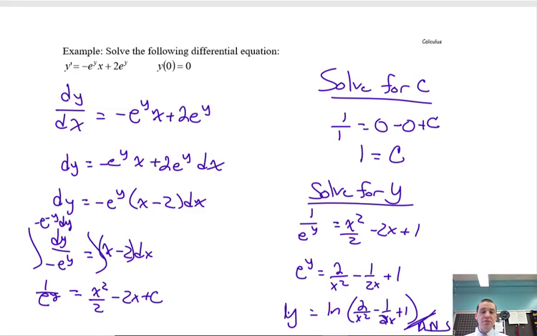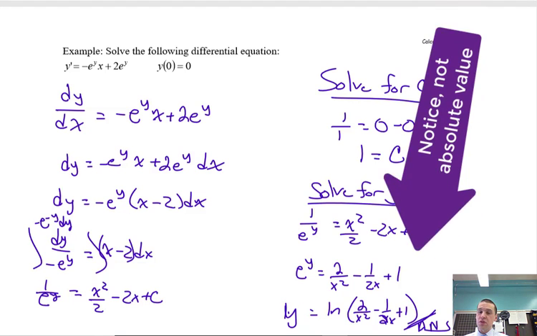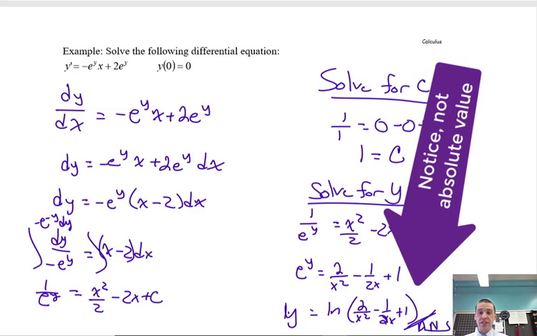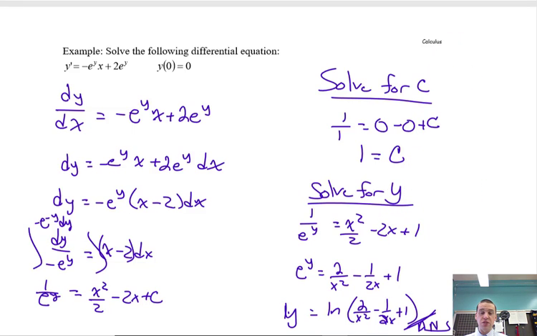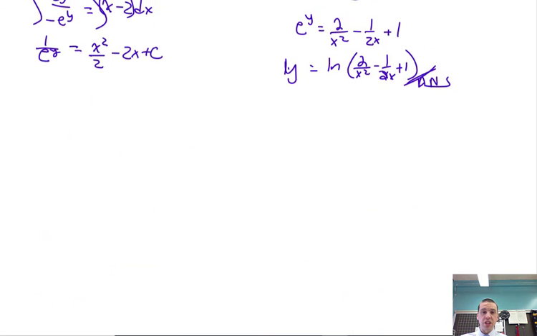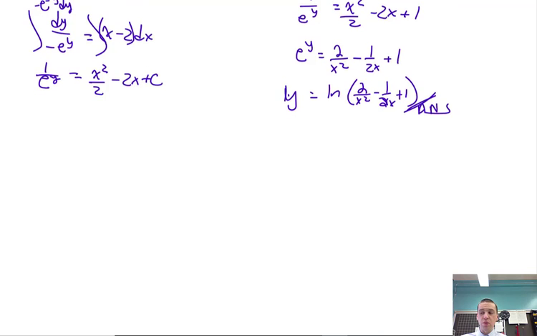Notice that it's not the absolute value because you're not taking the integral. Okay, so we use parentheses, not the absolute value. It's a common mistake there. So you get 2 over the ln of 2 over x squared minus 1 over 2x plus 1. If you would like to try the last problem, you're more than welcome to.